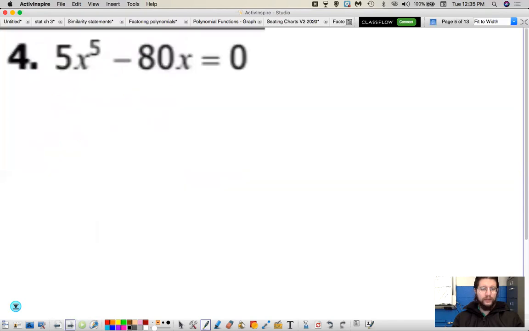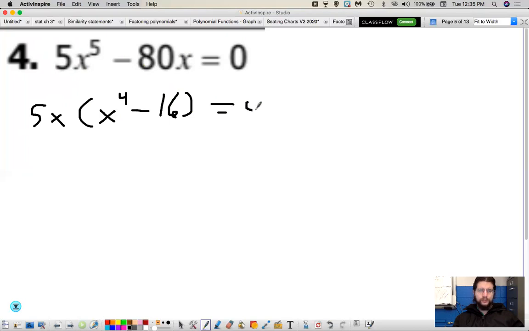Okay. Let's see what's going on this one. Well, it's already equal to 0 for us, so that's good. GCF, let's see. I got a 5 and I got an x. So that leaves me with x to the 4th minus 16 equals 0. Check each term. Let's see. Or factor. Can I do anything with this? No. Can I do anything with that?